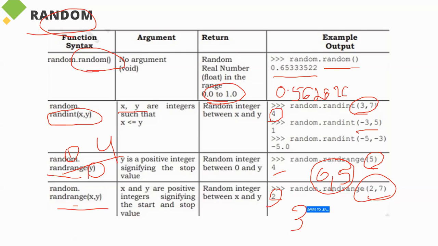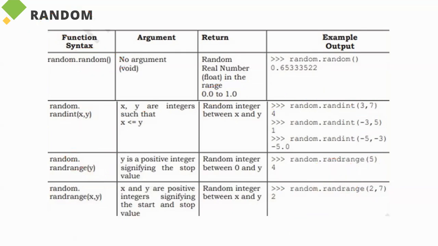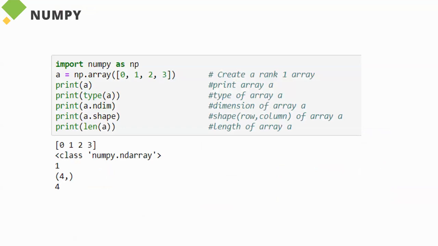So whenever you work with the random module, at each execution the output will vary. You have to be concentrated and remember it.